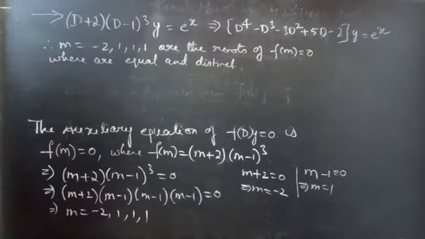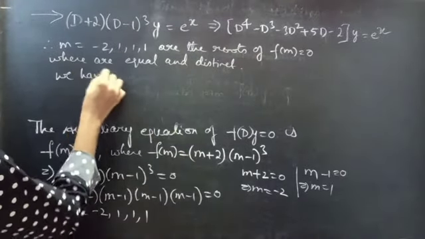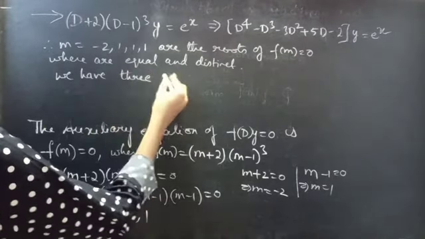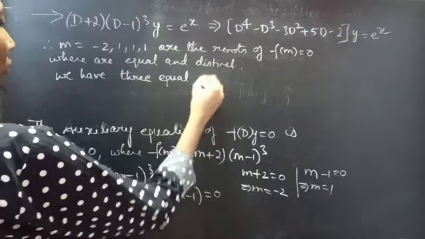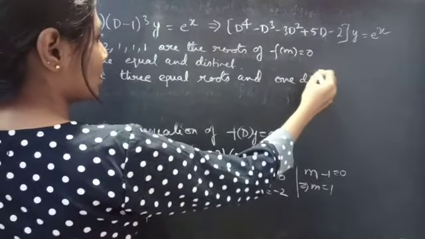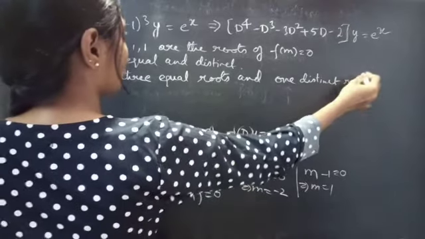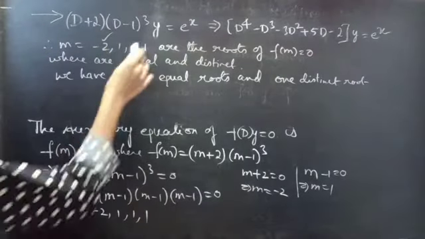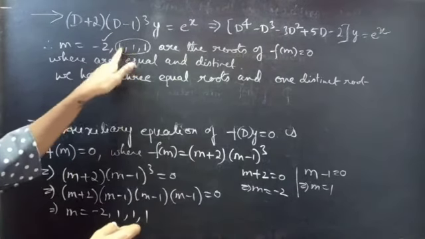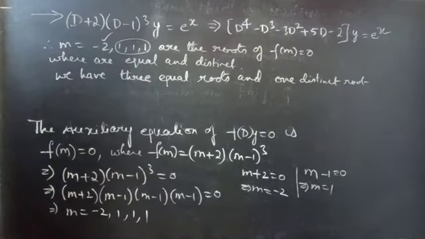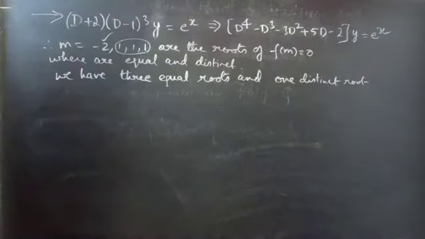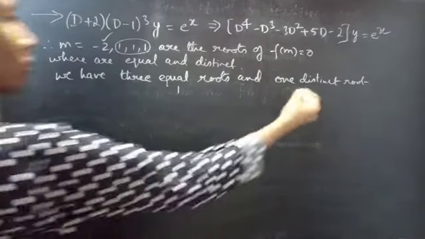So here we have 3 equal roots and one distinct root, right? Here minus 2 is a distinct root and 1 is an equal root. We are having 3 equal roots. Fine. Now let's write the complementary function. One is the equal root and minus 2 is a distinct root.